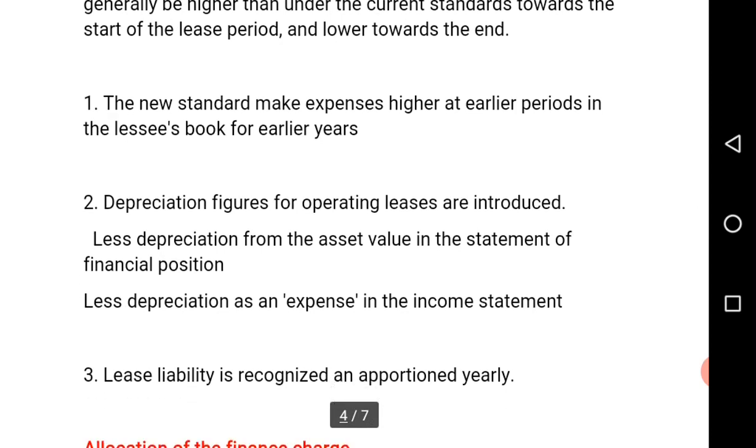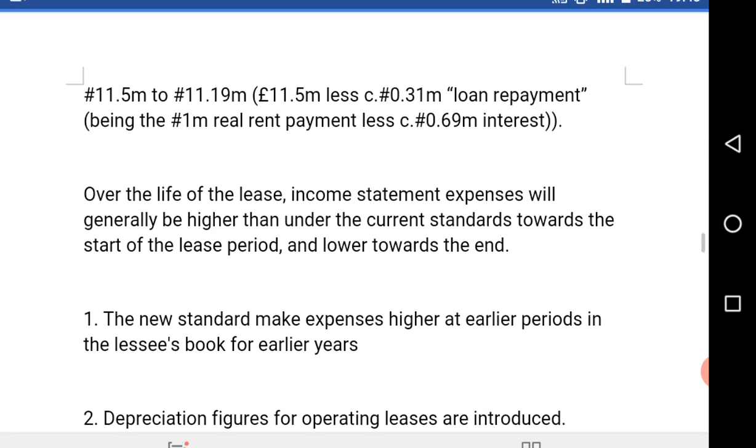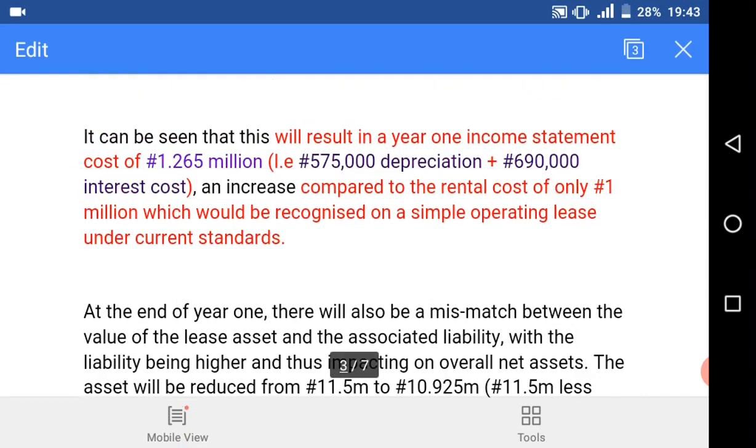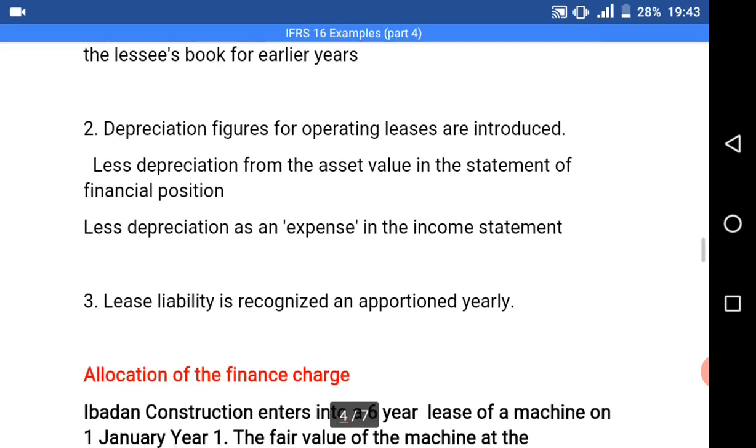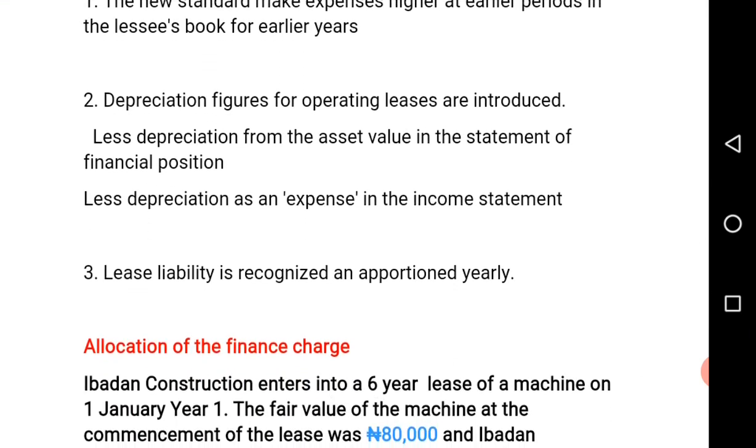Then less depreciation as an expense, we did it here. The expense is here. We have depreciation as an expense here. That gave us a total figure of 1.265 million when added with interest costs. So we have it here. Less depreciation as an expense in the income statement. And lease liability is recognized and apportioned yearly.